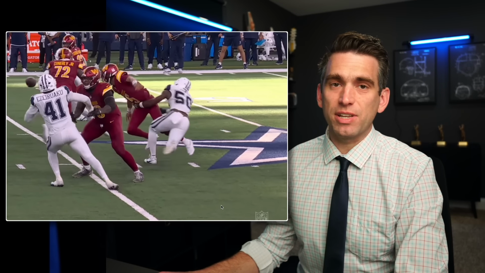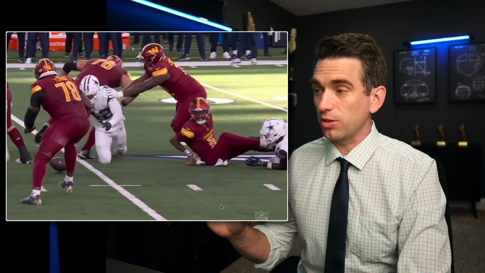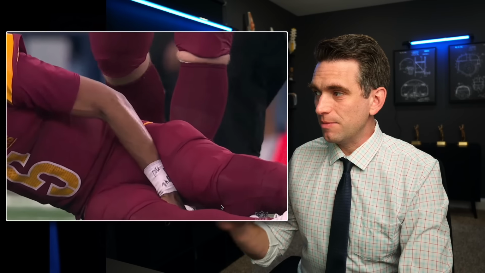Jayden Daniels left today's game against the Cowboys with a really strange looking mechanism for a hamstring injury, and in this video we'll take a look at the play, see if we can get some better details about how exactly this might have happened and what exactly his injury is.